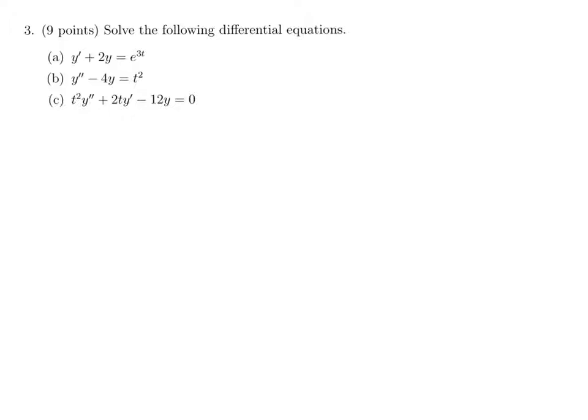Problem 3, solve the following differential equations. This first one, I want you to look at this and say y equals yh plus yp. And I want you to recognize by inspection that yh is c e to the minus 2t. I think most of you did that. And then for a particular solution, yp equals some constant a times e to the 3t. So it has to have the same form as this function here. So we take this and we plug it back in. Let's see. So yp prime equals 3a e to the 3t.